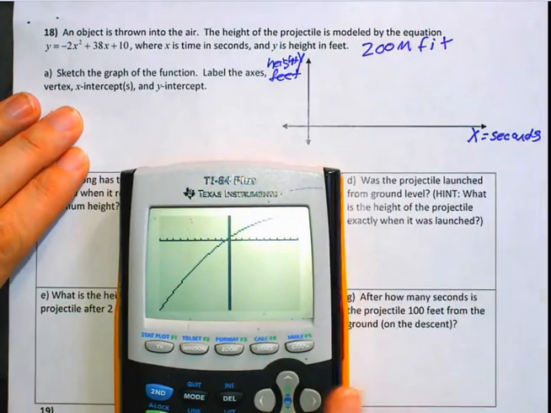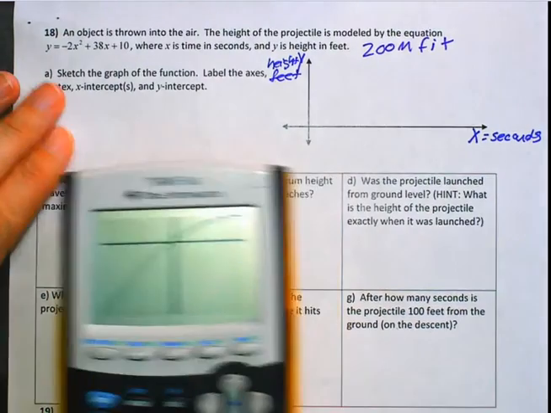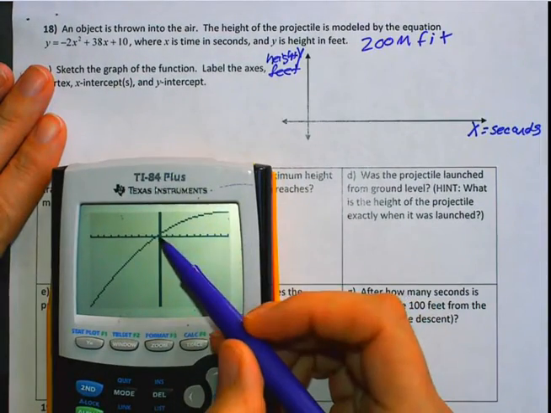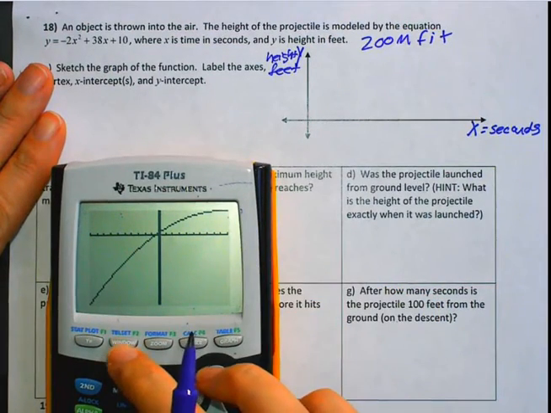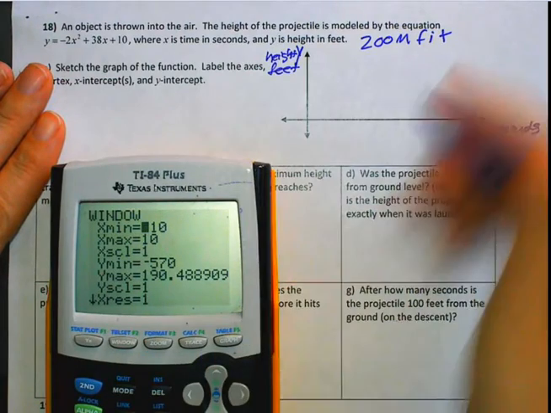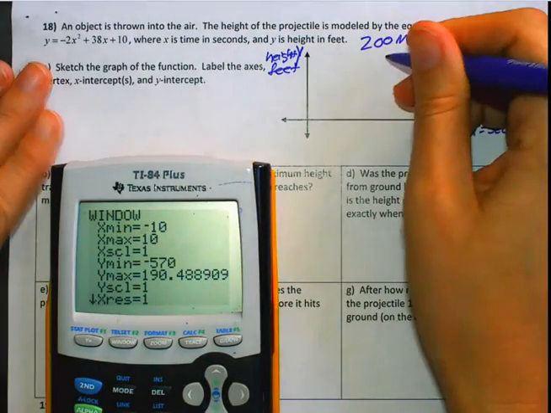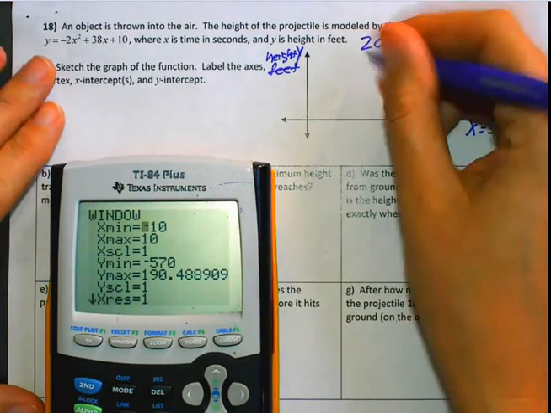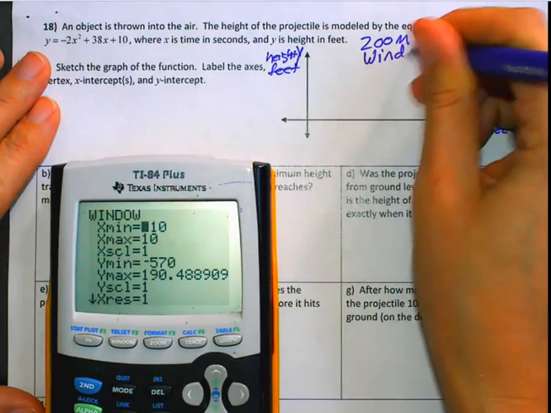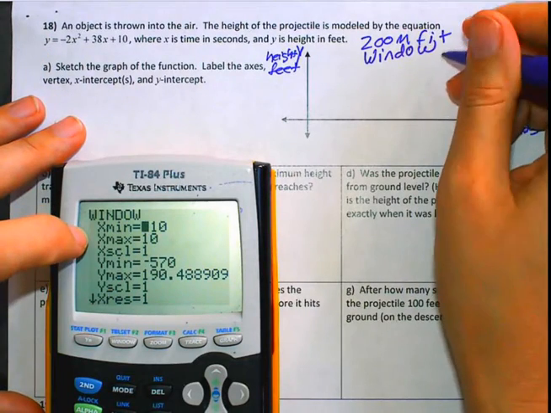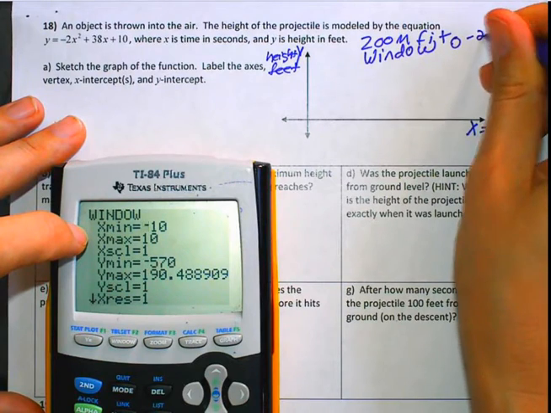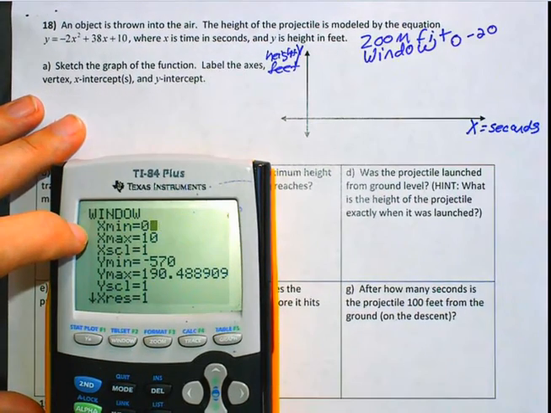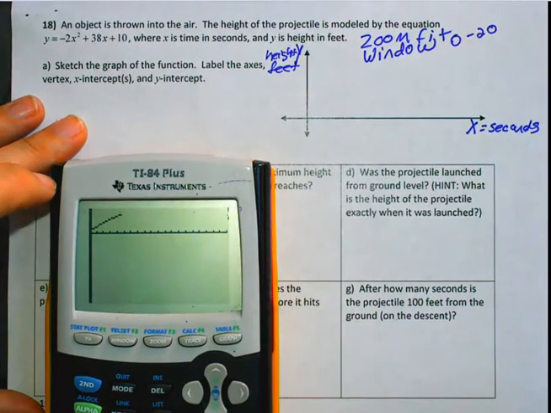So that gives you a way better picture of this graph, but in these particular scenarios, we just want to look at the positive here. So I'm going to click on Window, and I only want to see positive x values because there's no negative time. So I'm going to adjust the window to be from 0 to, let's say, 20. And that's just a guess. And then hit graph. And now we can see a much better picture of our parabola.